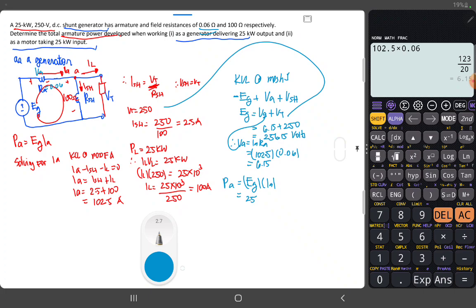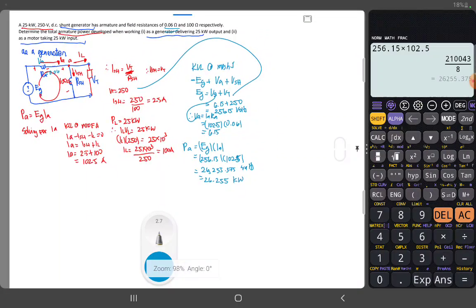Next, the power in the armature is equal to EG multiplied by IA, which is 256.15 multiplied by 102.5. So it will yield 26,255.375 watts, or 26.255 kilowatts.